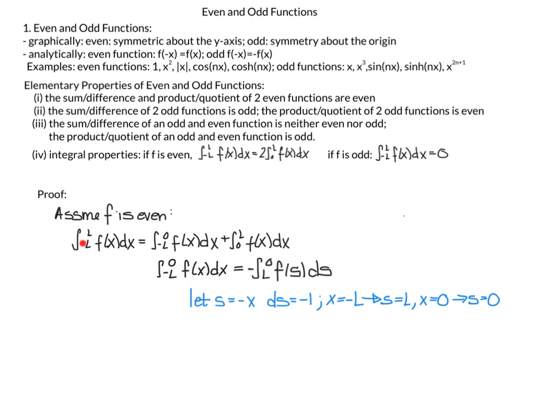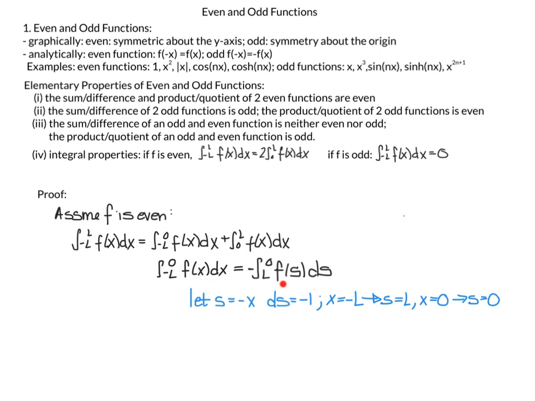So I start by rewriting my integral from negative L to L. I break it up into two integrals, negative L to 0 and 0 to L. And what I want to note is that the integral from negative L to 0 of f of x is equal to negative the integral from negative L to 0 of f of s. So here my limit of integration instead of negative L is now L, but I have a negative sign out here. And to see this, what we're going to do is this substitution.